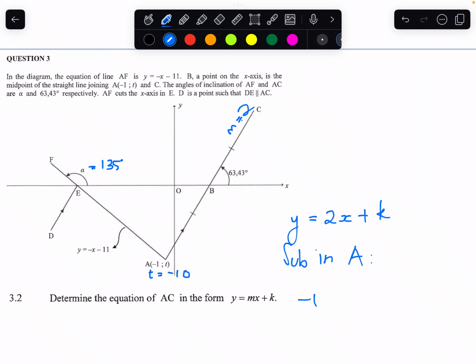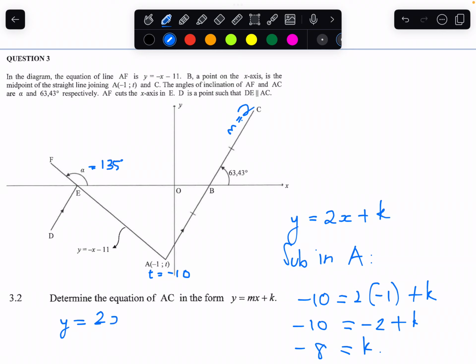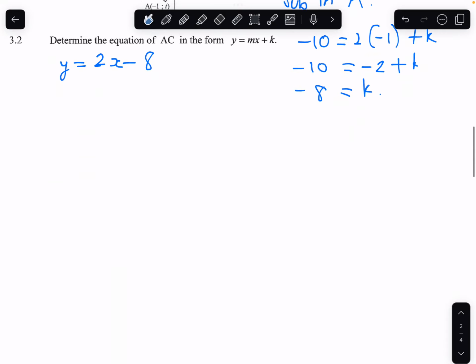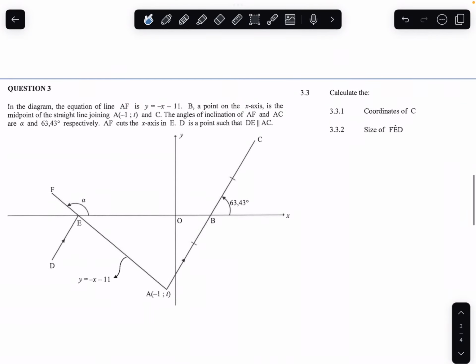So we have -10 is equal to 2 times -1 plus k. So -10 is equal to -2 plus k. So -8 is equal to k. So the equation of the line will be y is equal to 2x minus 8. Okay, do we agree, Memo? We do indeed. Right, okay, so this is easy going so far.